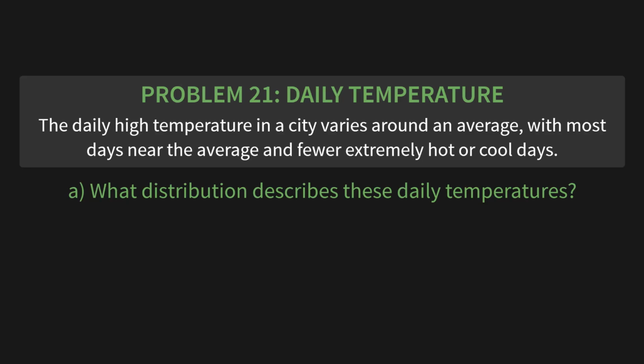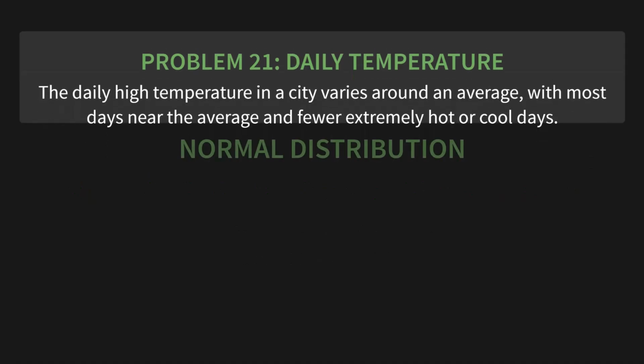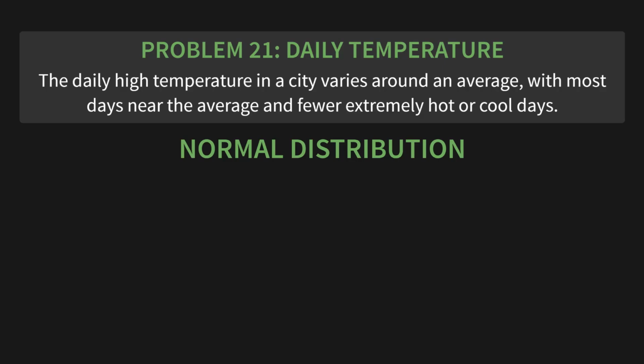Number 21. Daily temperature. The daily high temperature in a city varies around an average, with most days near that average and fewer extremely hot or cool days. So, for Part A, what distribution describes these daily temperatures? Well, let's look at the clues. The data clusters around the average, and it's symmetric. This is a classic. It's the normal distribution.